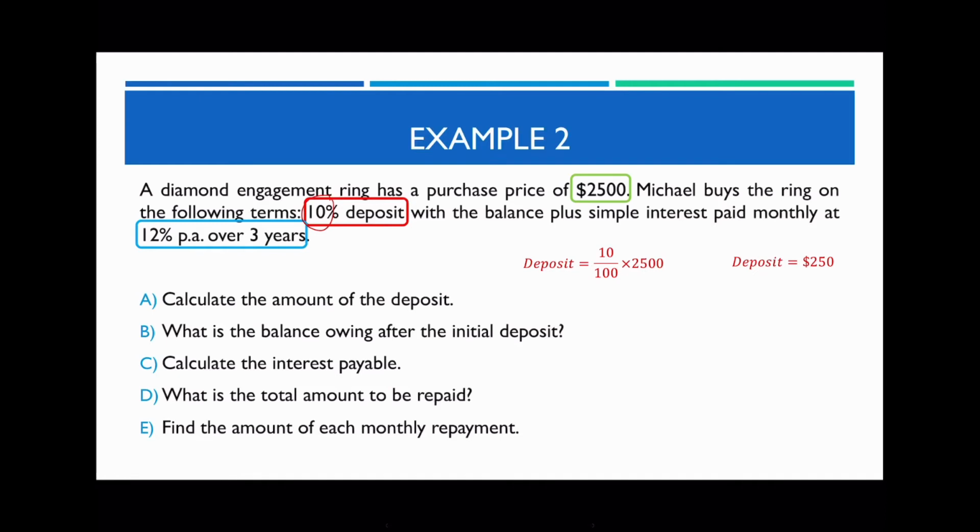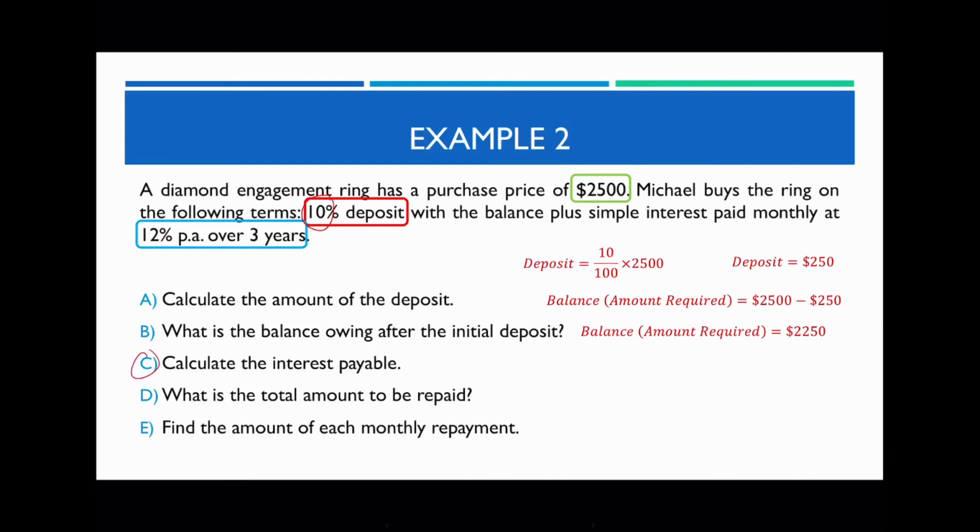Part B reads, what is the balance owing after the initial deposit? So how much do you still technically owe after you pay the initial $250? So in this case, the balance is just going to be obtained by going 2,500, which is the cost of the ring, subtract the deposit you made. So therefore, you still technically owe $2,250. So that's the answer for part B.